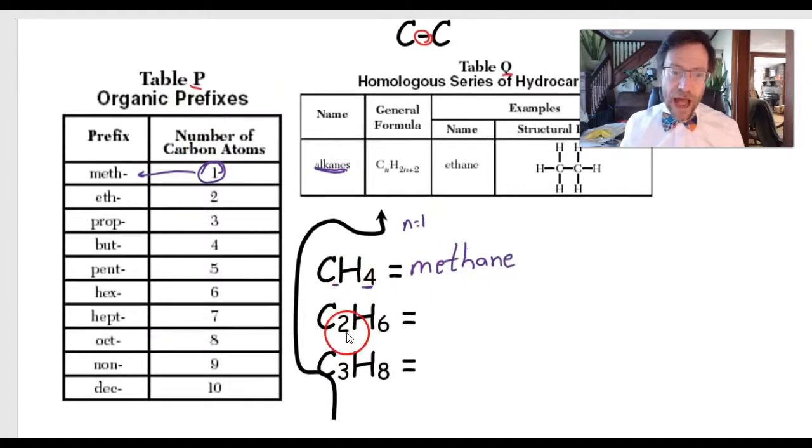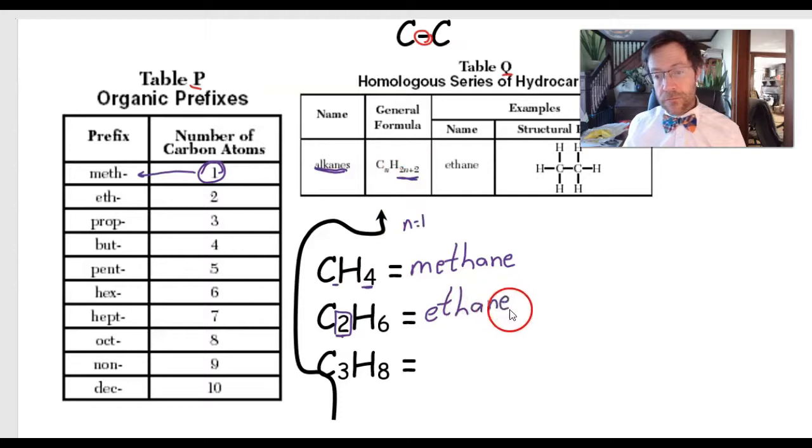Let's try this next one. First thing we do, I'm going to do the prefix first this time. If there are 2 carbons, there's eth. And now if we look at the pattern, 2 carbons follows the 2n plus 2 pattern. That's ethane. 3 carbons. Prop.